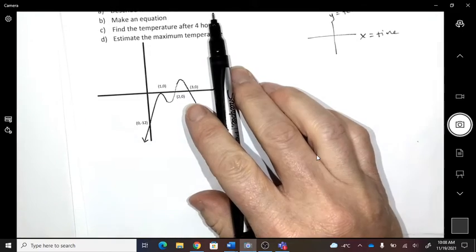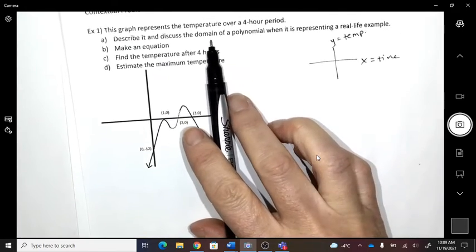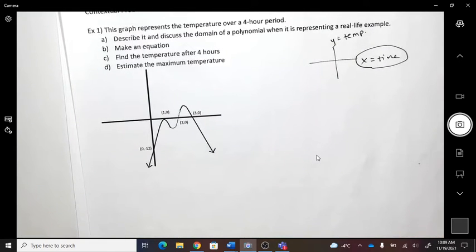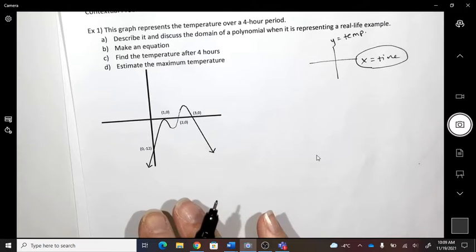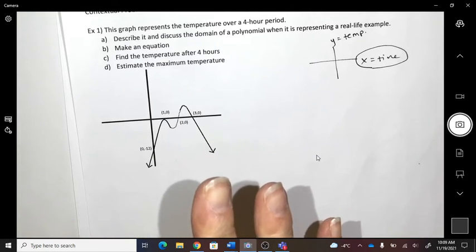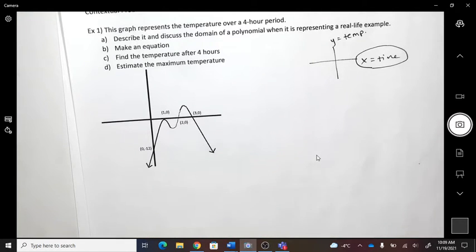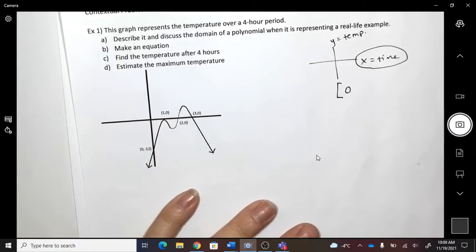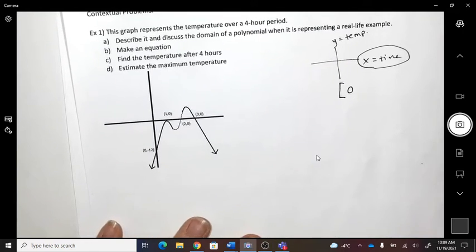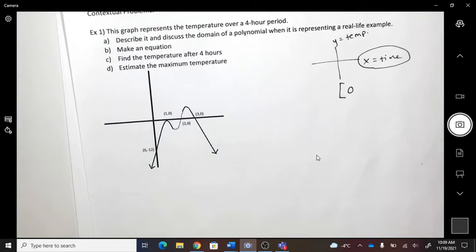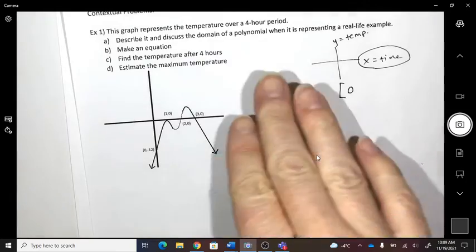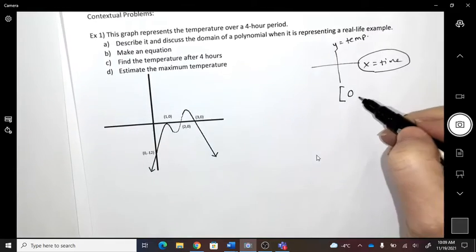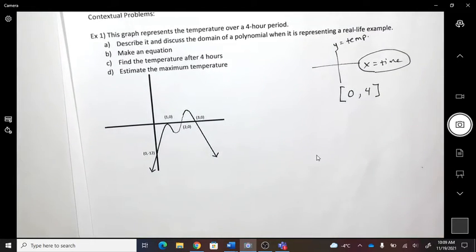So let's talk about the domain. What do we first know about the domain? So we're talking about time. What's one thing that doesn't work? Sam, you have to do? Negative time. So really, if I'm talking about the domain, time can only start at 0. On this specific example, it's over a 4-hour period, so it would go to 4.